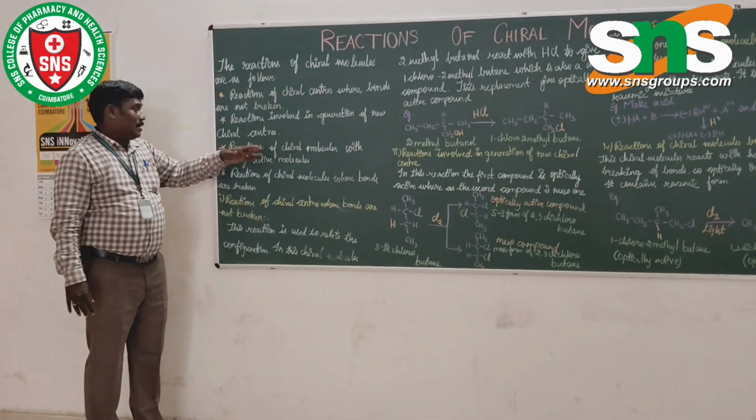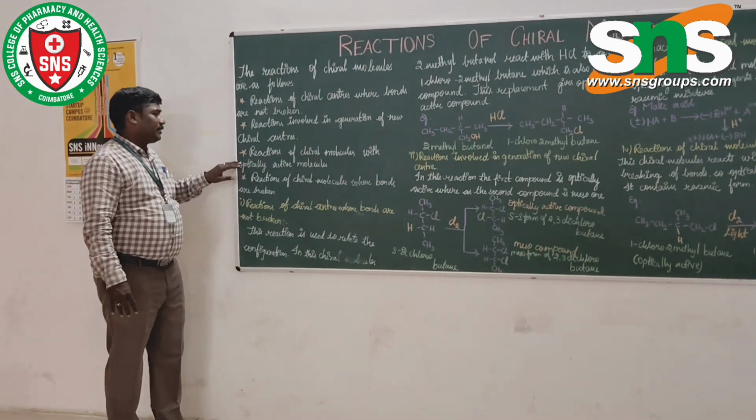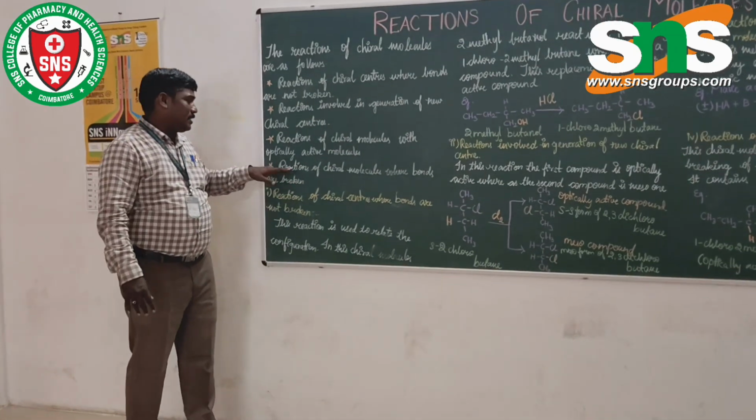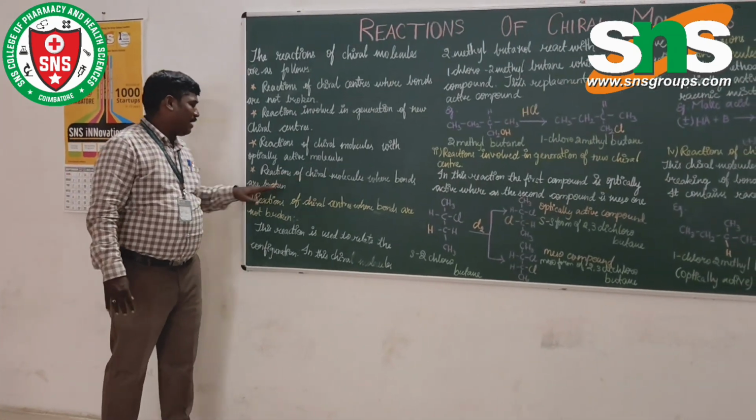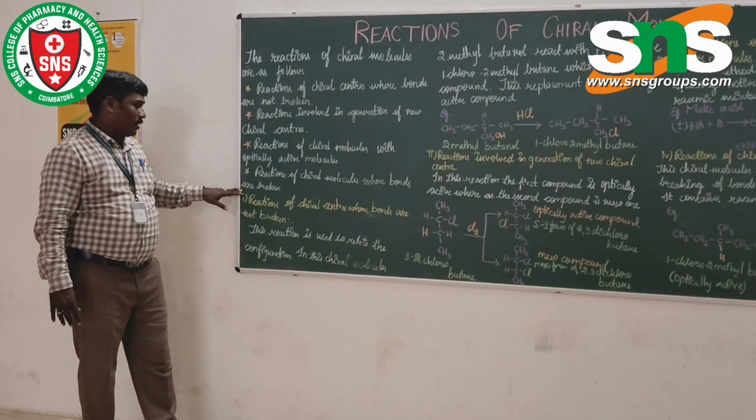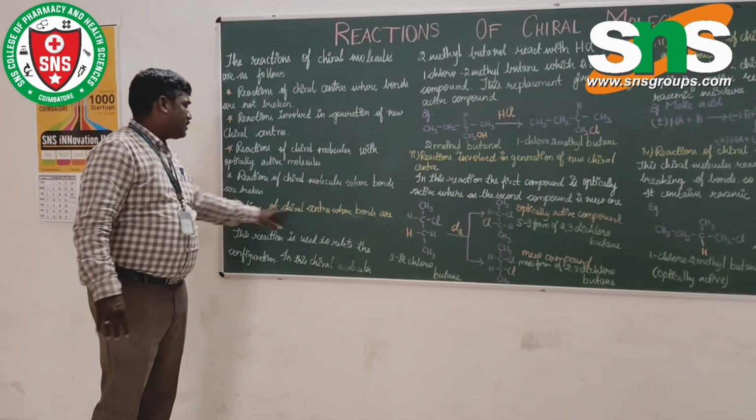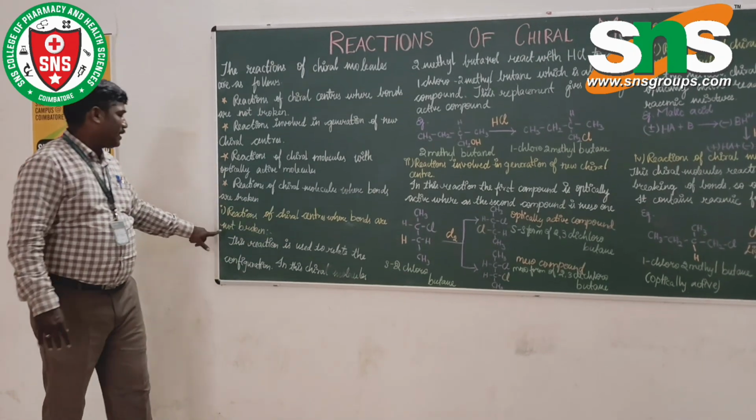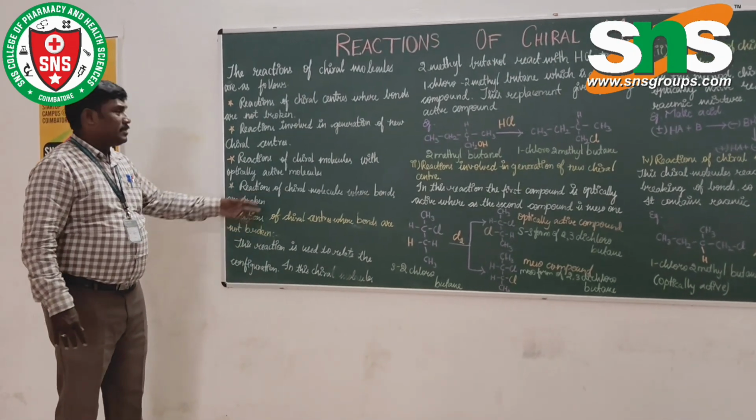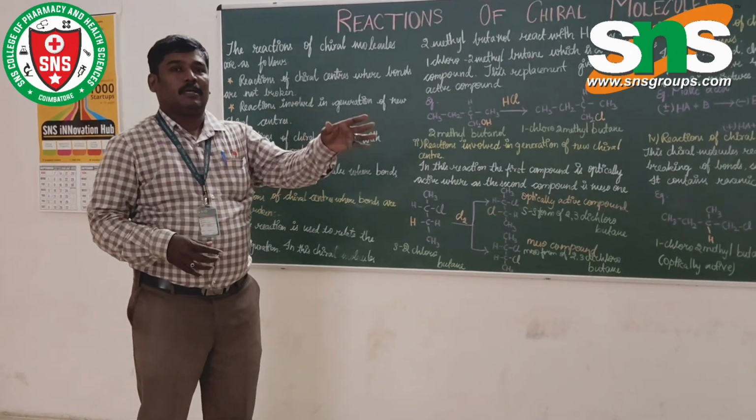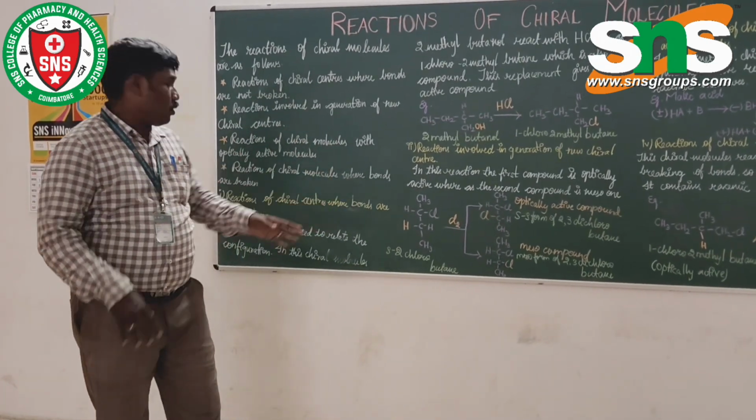And the third one is reactions of chiral molecules with optically active molecules. And the fourth one is reactions of chiral molecules where bonds are broken. So let us see one by one. The first one, reactions of chiral center where bonds are not broken. This is an example where the bonds at the chiral center will not be broken.